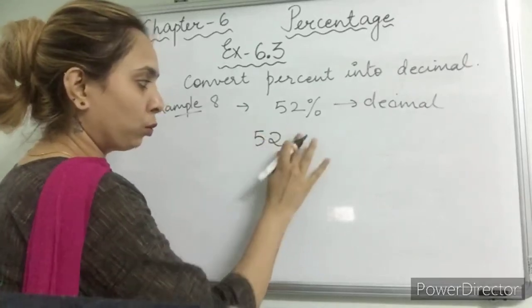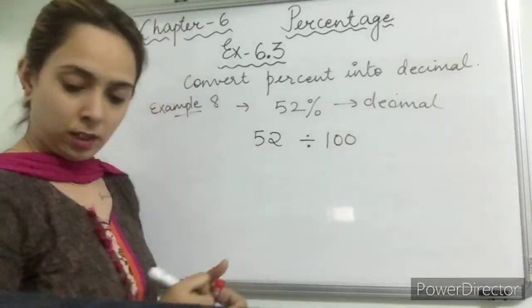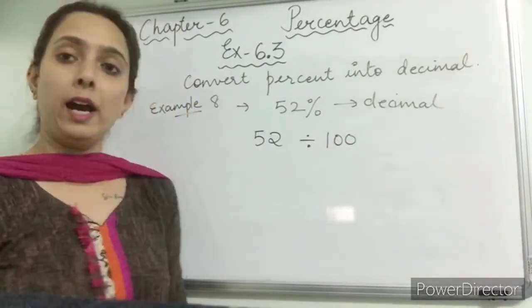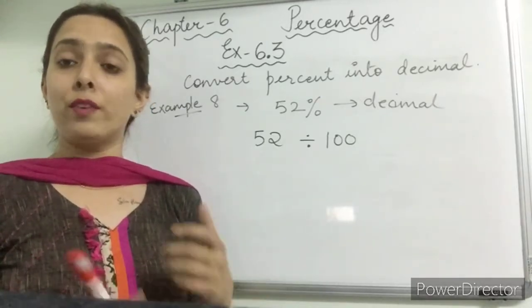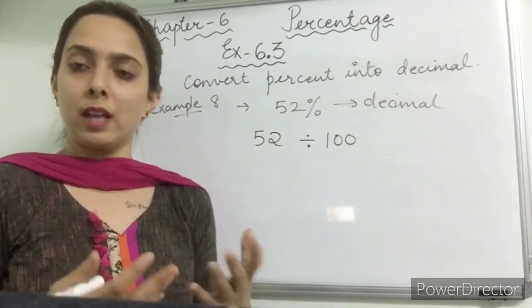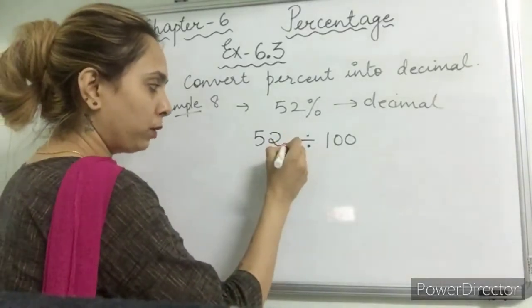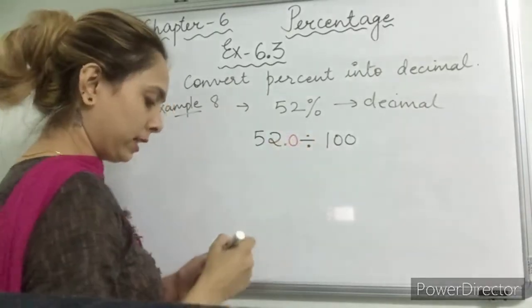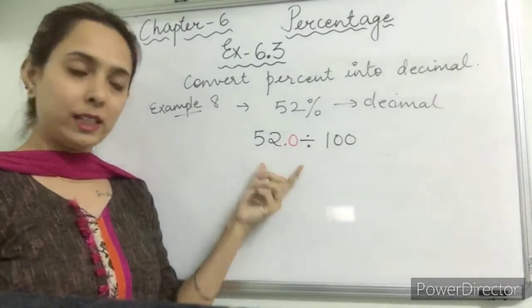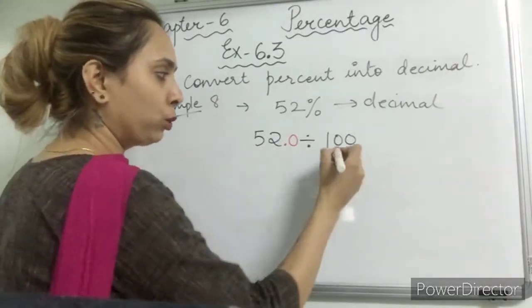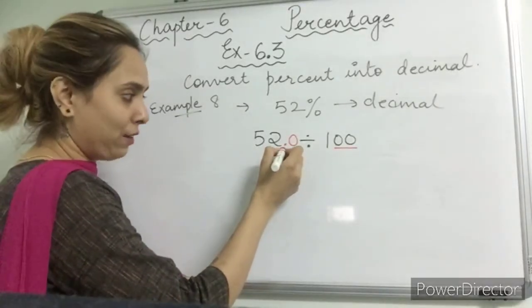So 52 divided by 100. Now I have told you the direct division of a decimal number by 10, 100 and 1000. Here you should know that 52 is a whole number, so we can write it like this. So 100 is given to us, so we have 2 zeros here. So this decimal will be shifted towards the left side.